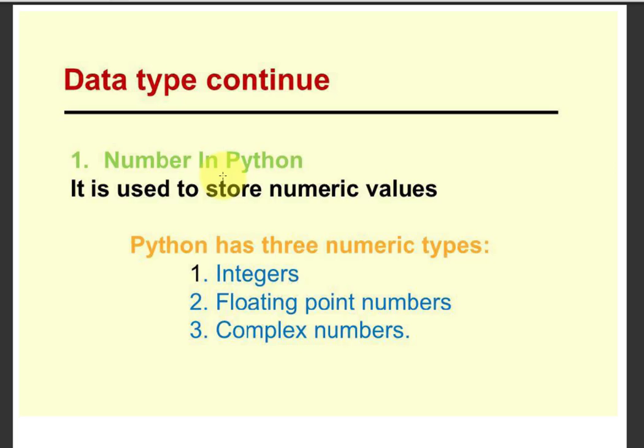Number in Python is used to store numeric values. If we define a variable as a number type, it is able to store numeric values. Which types of numeric values can you store in Python? First integer, second floating point numbers, and third complex numbers. The integer type can have only numeric values.